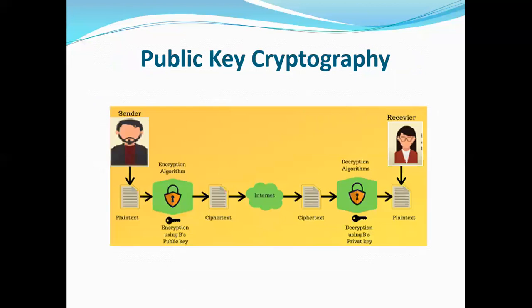Bob is sending a lovely message to Alice. They agree to use public key encryption to encrypt his message. Here the encryption process starts with receiver Alice. Now, how does it work?